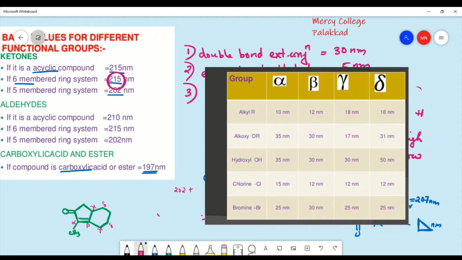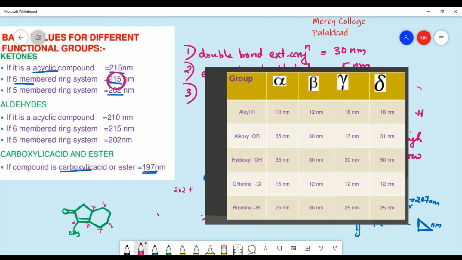Now, if you have an alkyl substituent at the alpha position, you have to add 10 nanometer. If you have a ring residue or alkyl substituent at the beta position, so this is the beta position, then you have to add 12 nanometer. And if you have an alkyl substituent or ring residue at the gamma position, you have to add 18 nanometer, like that. So while doing some examples, we will greatly understand those things.